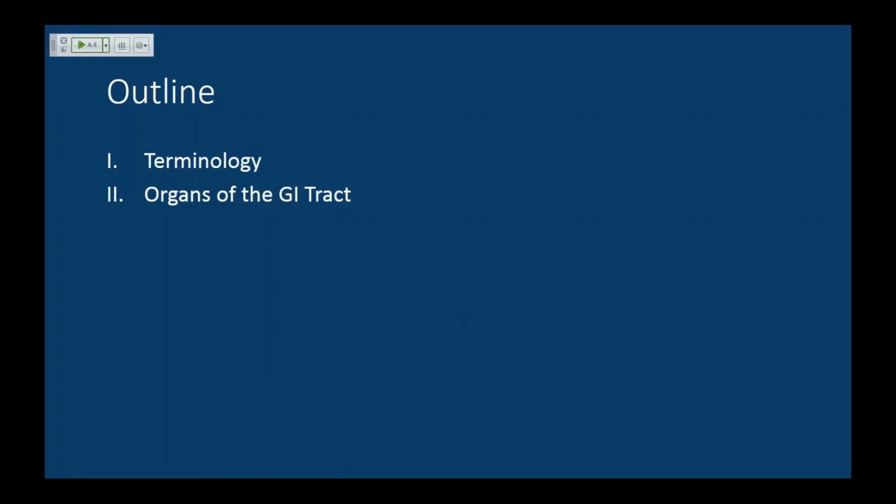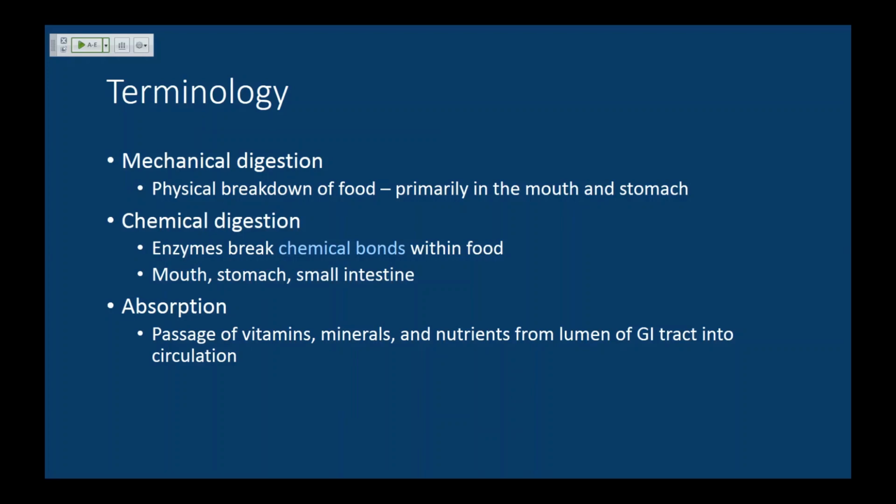Keep this pretty simple. We're going to go over some key terms and then we'll chug through the organs of the GI tract. So mechanical digestion is the physical breakdown of food, primarily in the mouth and the stomach. And then we have chemical digestion, which is the enzymatic cleavage of the chemical bonds that are within the food that we eat. This occurs in the mouth, the stomach, and the small intestine. And after digestion, the nutrients and vitamins and minerals can then be absorbed from the lumen of the GI tract into the circulation.